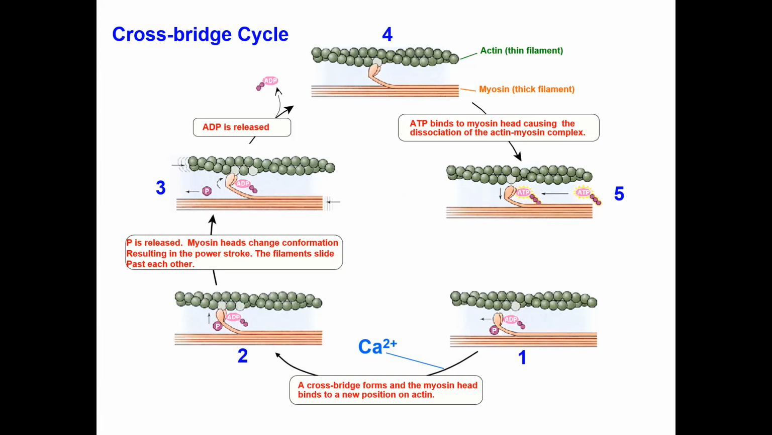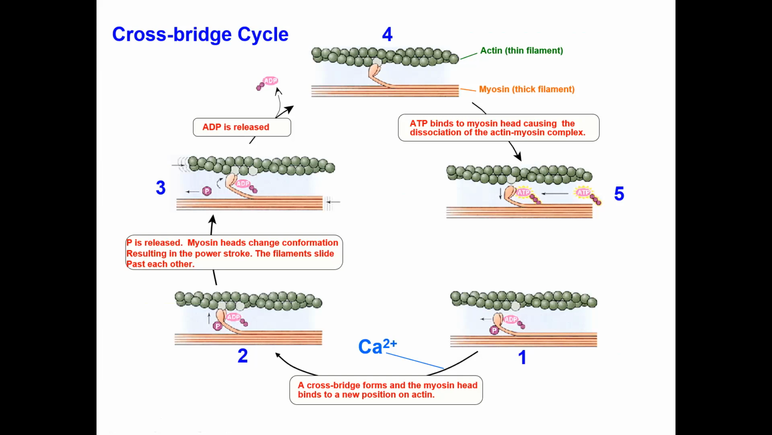This cross-bridge cycle goes on and on as long as you have calcium in the cytoplasm and ATP. These are the two requirements, calcium and ATP. If you take calcium out of the cell, pumping it back into the sarcoplasmic reticulum, then the contraction stops. If you have no ATP, the contraction stops as well.